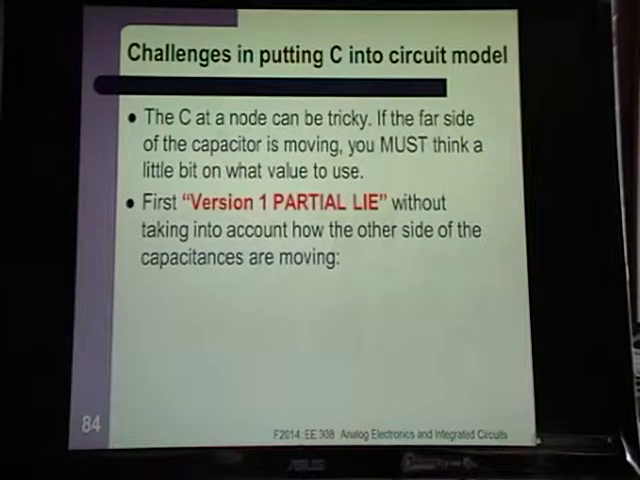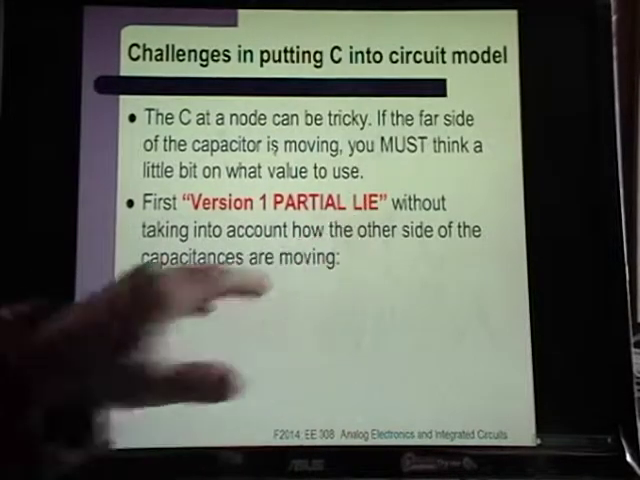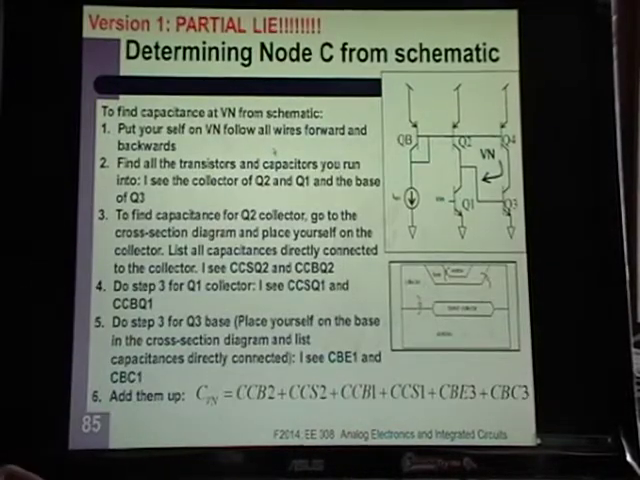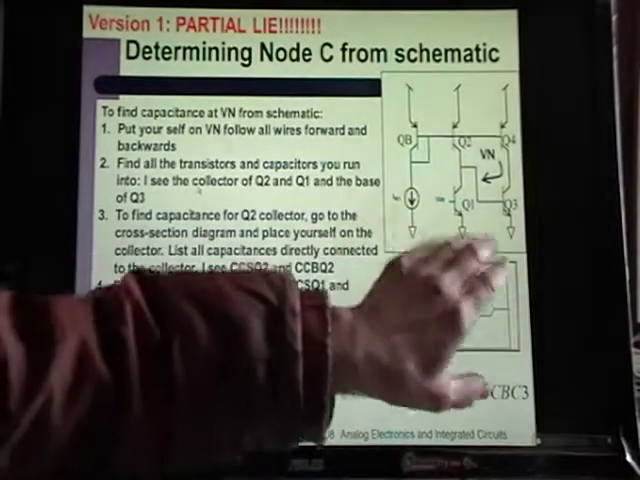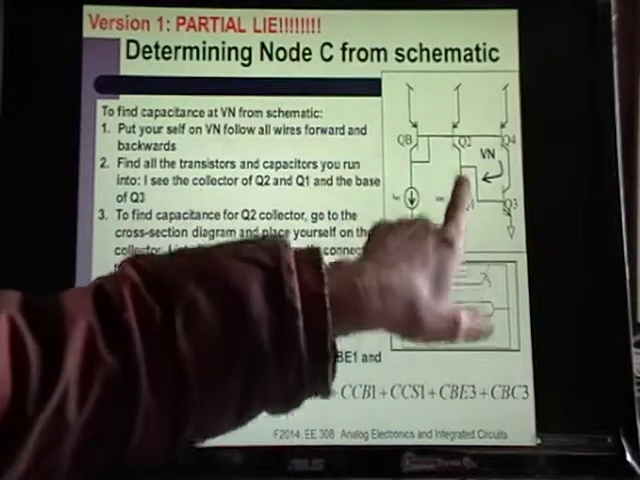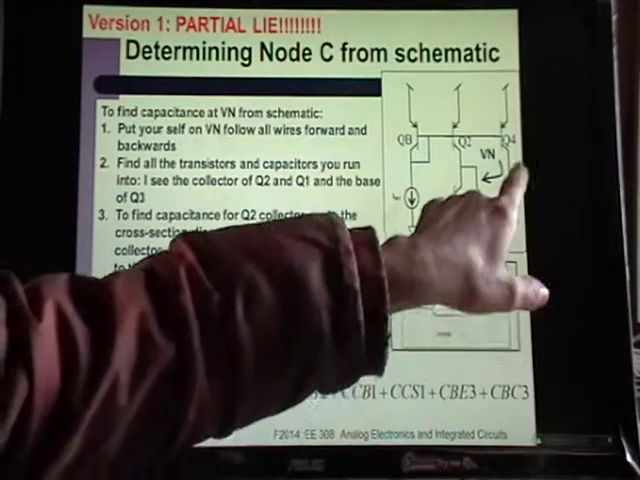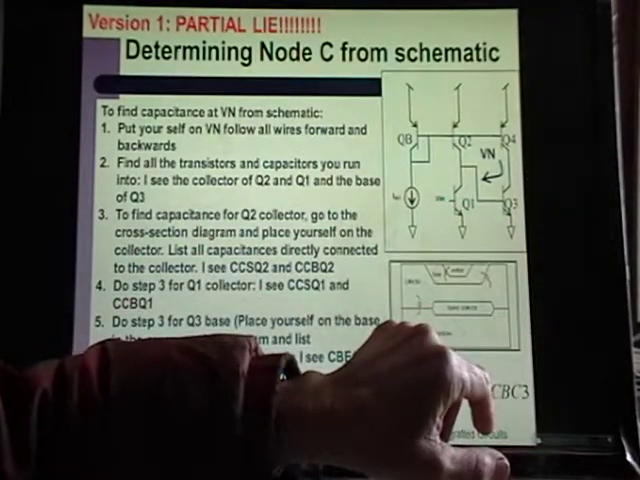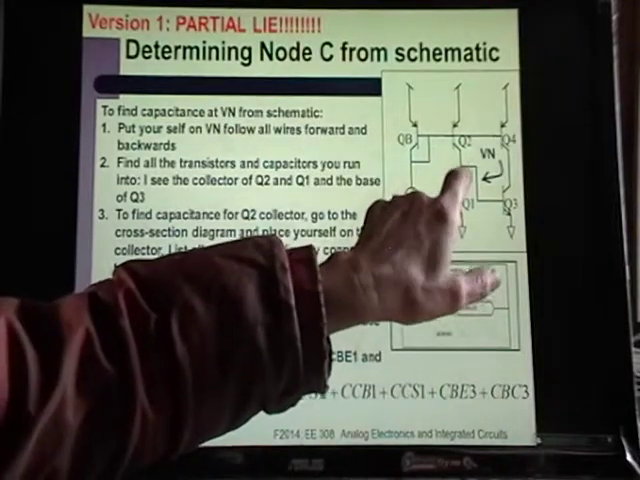So let's look at, just a quick review, because we did this in class, the partial version, without taking into account the other side of the capacitor moving. Here's a common emitter going into another common emitter, and we're looking at this node right here.